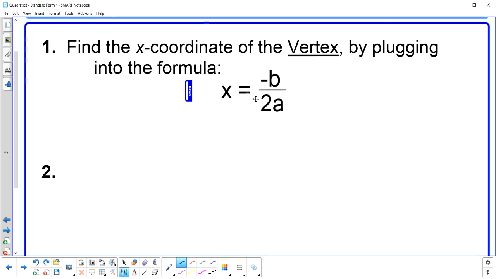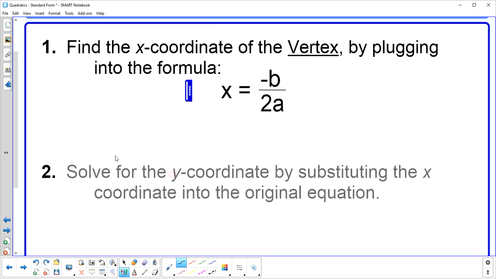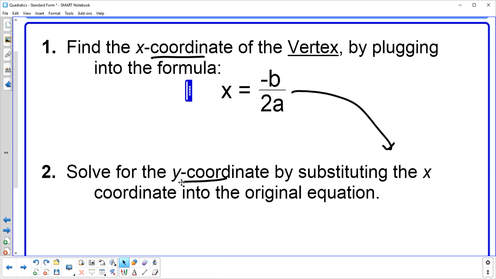Once we have our x-coordinate for our vertex, we can find our y-coordinate by substituting this number back into the original equation. So we need both coordinates, x and y. Find your x by negative b over 2a. Remember, this negative sign really means switch the sign and divide by 2a, and then use that value to plug in to get our y-coordinate.